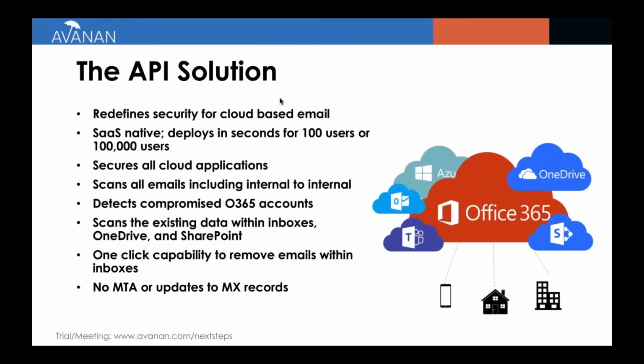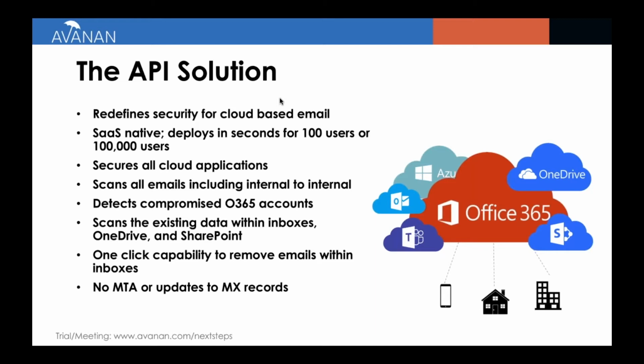So what is it that we're talking about? What is Avanan's approach? Our approach is fundamentally different, and we've really redefined what it means to secure cloud-based emails. We've built our platform around the O365 APIs, and using these APIs, we can block malicious emails before they ever show up in the user's inbox. And Chris is going to demonstrate this for you.